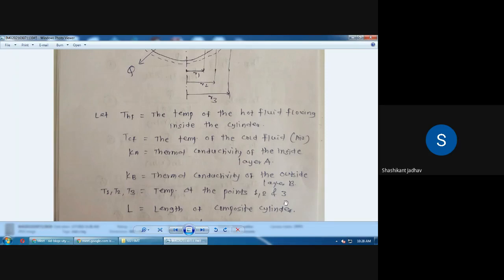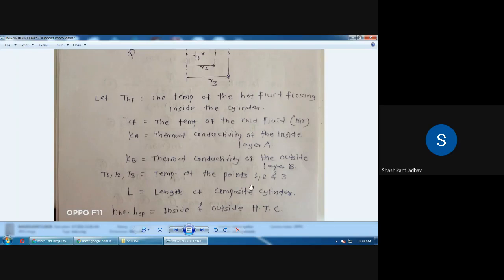Then HCF and HHF are the inside and outside heat transfer coefficients. HHF म्हणजे काय असणार आहे, heat transfer coefficient for the hot fluid, and HCF is nothing but heat transfer coefficient for the cold fluid. That is inside and outside heat transfer coefficient. Okay, so this is the meaning of each term.